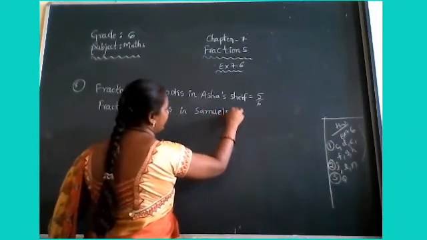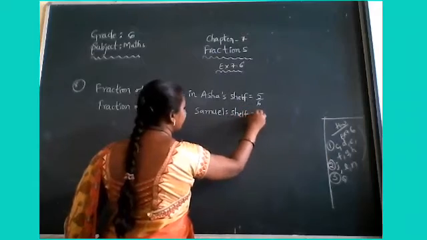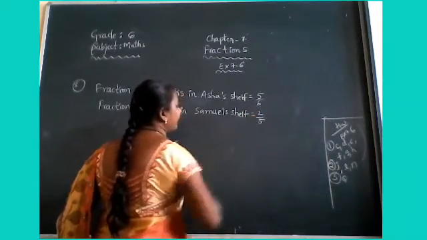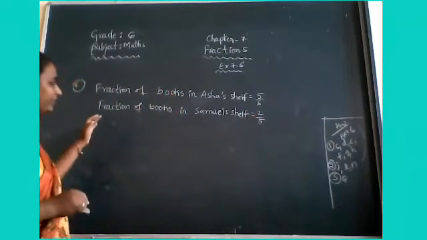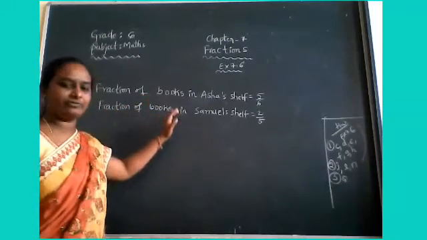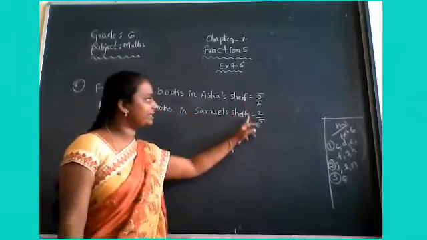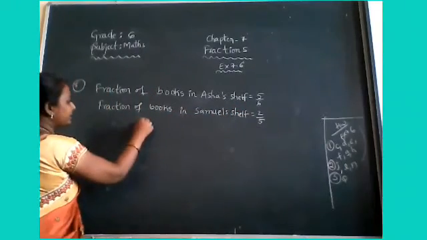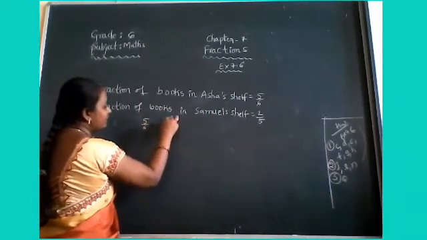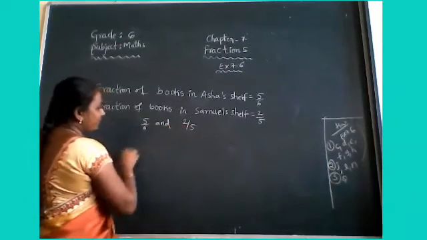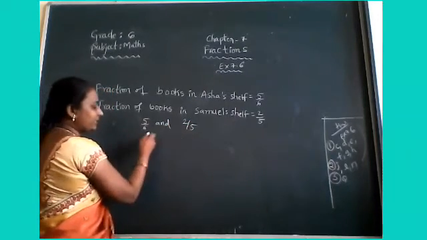Samuel's shelf is 2 by 5. Now here we have to find whose bookshelf is more full. That means we have to compare two fractions, 5 by 6 and 2 by 5. So how will you compare these two fractions?